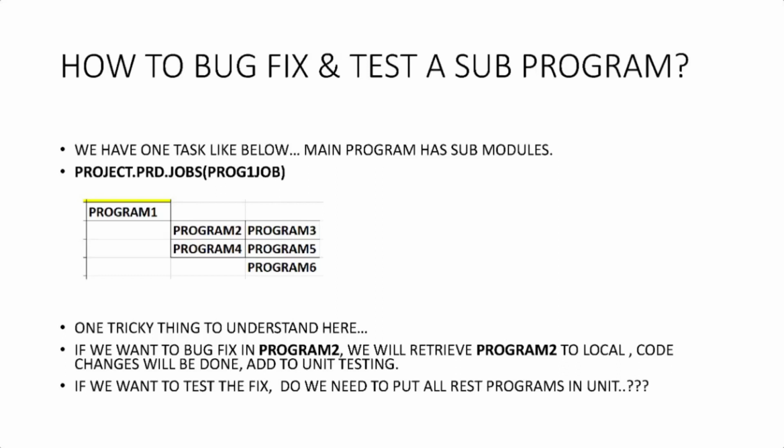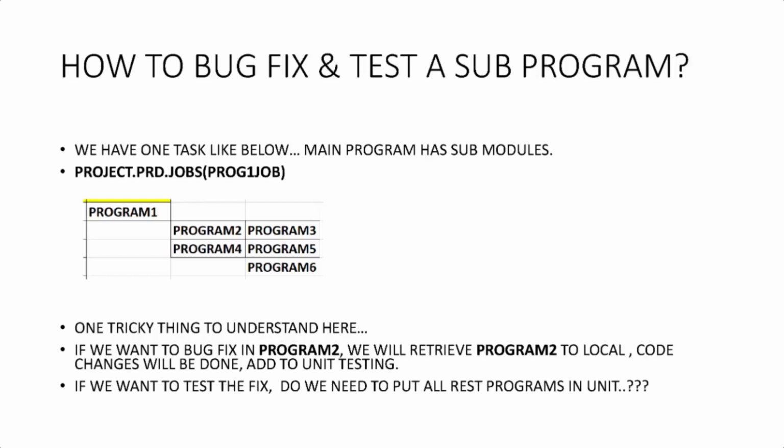Let's take a task like below. The main program has submodules: program 1, and it calls program 2 and program 4. Program 2 calls program 3, and program 4 calls programs 5 and 6. Once we generate the dynamic load modules through dynamic compilation, each program gets a separate load module.